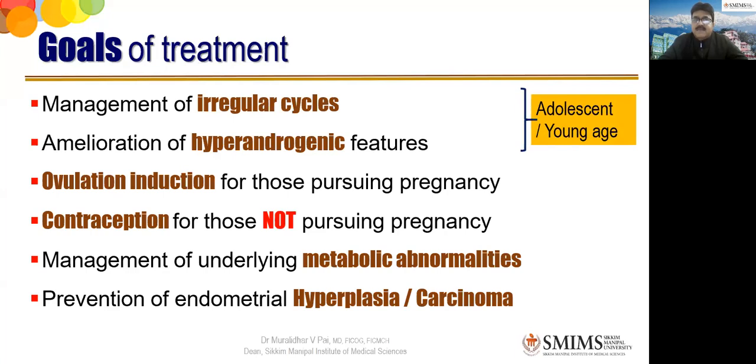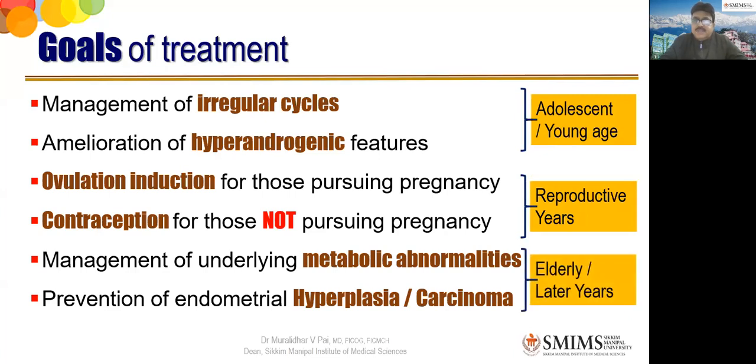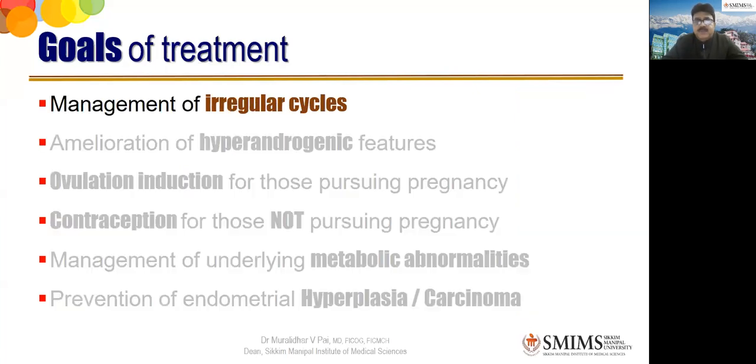So as I said, the first two are mainly in adolescent girls or young age. The next two are in the middle age, that is, the reproductive years. And the last two are for the elderly or later years. So let us take up one by one. The first one is management of irregular cycles.